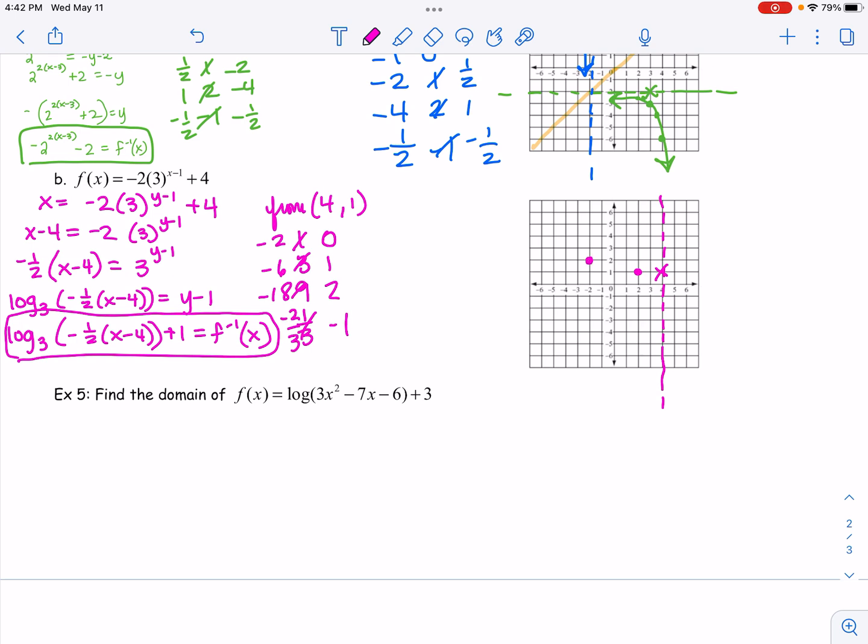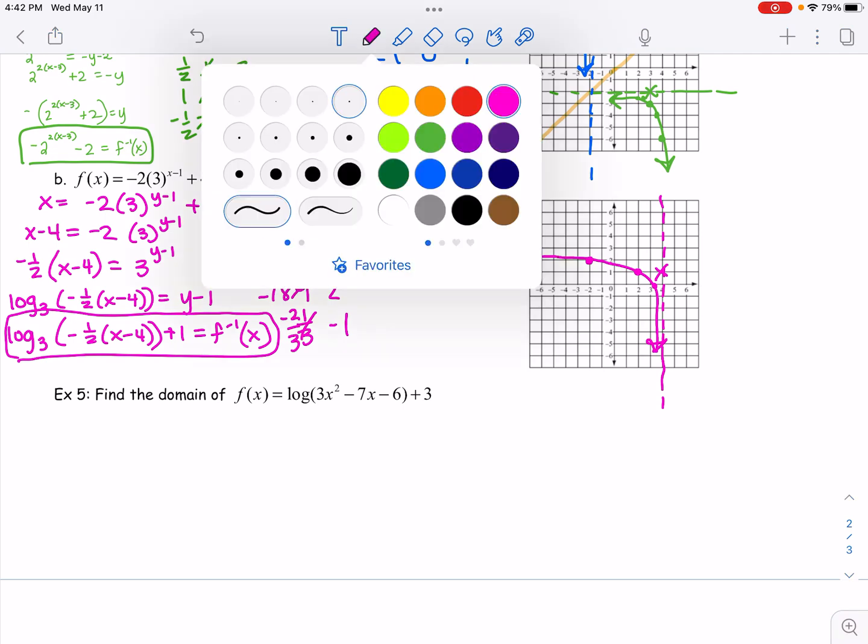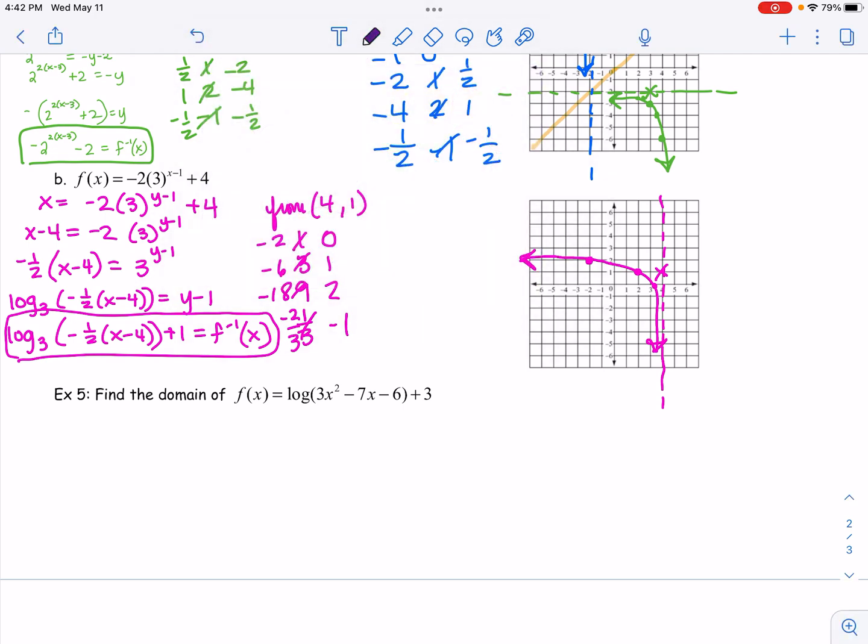And then I'm left 18, up 2 won't fit. Left 2/3, down 1. And so I get something looking like this. The original problem was an exponential. So I have reflected over the x-axis. I have vertically stretched. I have gone to the right 1 and up 4. So from the point 1, 4, 1, 4 is here.